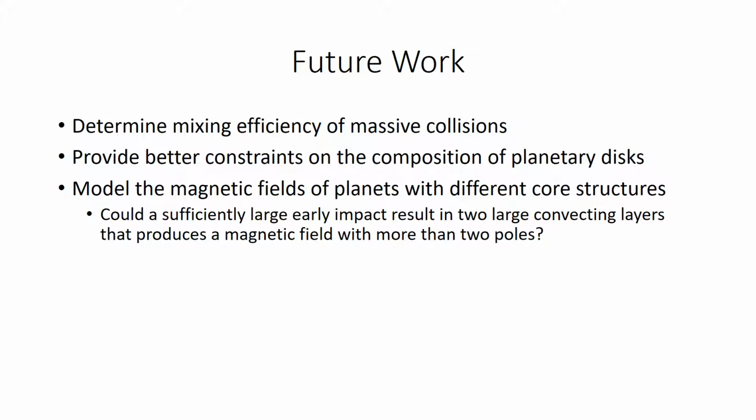Constraining the disk composition could help us understand where the cores of planets formed, which will in turn shed light on planet migration. It would also be interesting to model the magnetic fields of planets with different core structures. The authors touched on this briefly. However, I was curious if a sufficiently large early impact could result in multiple large convecting layers that produce a magnetic field with more than two poles.